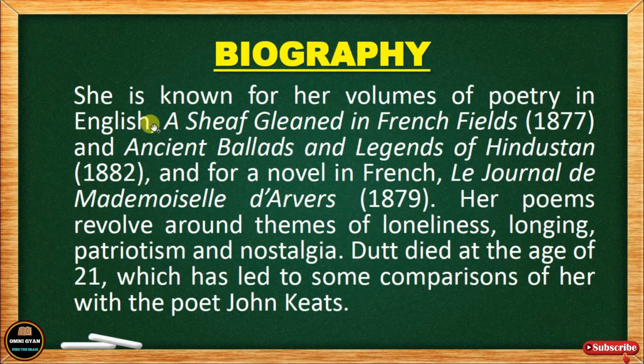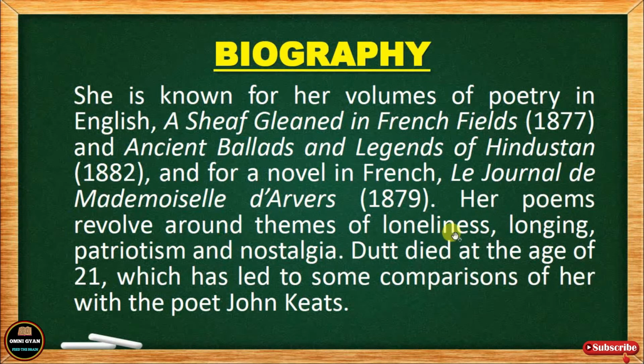And the biography continues. She is known for her volumes of poetry in English, like A Sheaf Gleaned in French Fields, which was published in 1877, and then Ancient Ballads and Legends of Hindustan, 1882. And she also wrote a novel in French, okay? You can imagine a person from India writing not only in English but in French. The name of the novel was Le Journal de Mademoiselle d'Arvers, which was published in 1879.